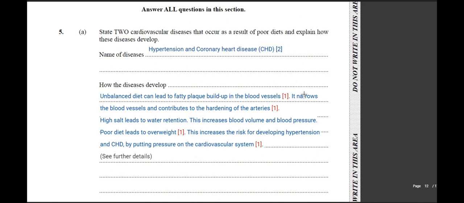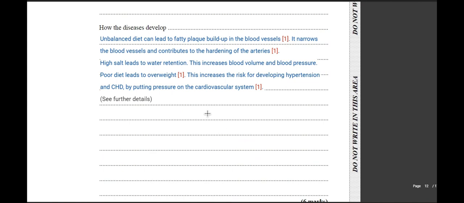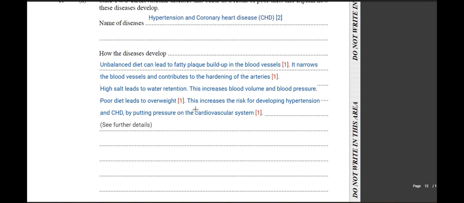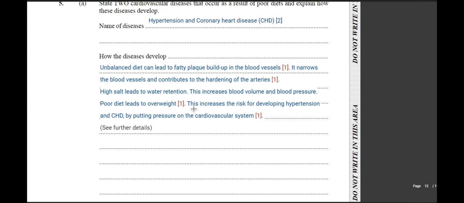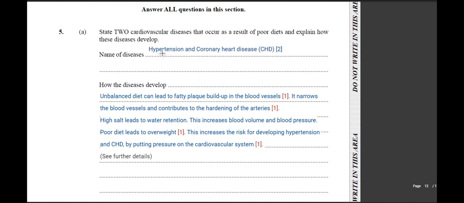So part A, state 2 cardiovascular diseases that occur as a result of poor diet and explain how these diseases develop. So we have hypertension and coronary heart disease. Those are the two. And then you're going to show how poor diet leads to these diseases developing. And this will be worth 6 marks. So 2 marks for the 2 diseases, and the rest will be 4 marks.